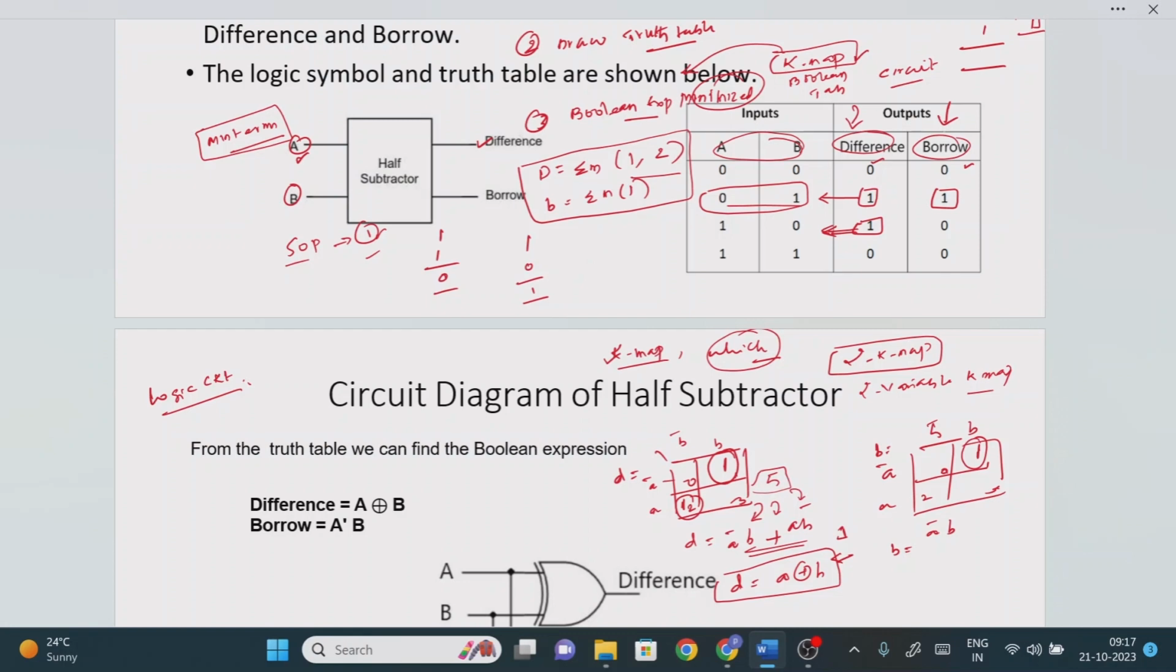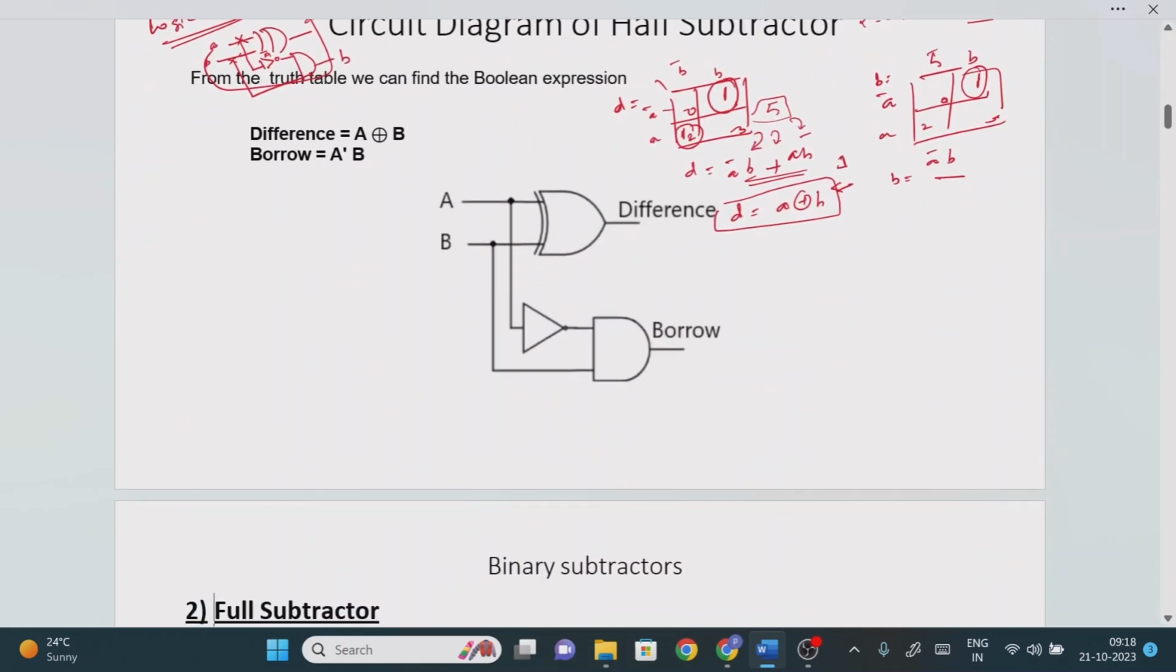Now what is the expression for the difference? A XOR B. A XOR B means which logic gate? The XOR logic gate. So with inputs A, B, here we get the difference value. What is the borrow expression? A bar B. This is the A wire. I take the A wire, and here it will be A bar, and then A bar into B. So I take an AND gate. This is the expression for the borrow. This is how we design the half subtractor circuit: difference equals A XOR B, borrow equals A bar B.